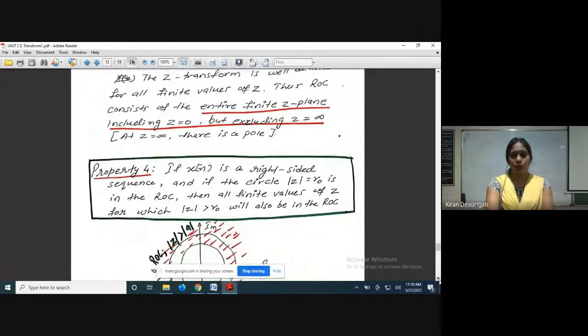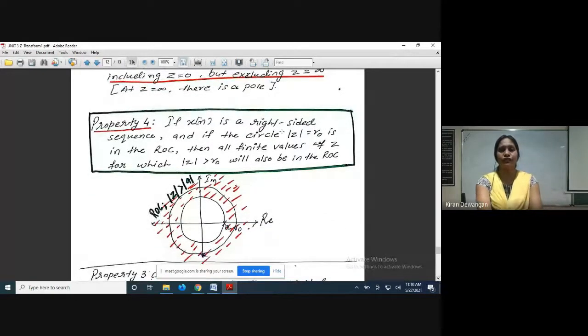Now the fourth property. The fourth property states that if x of n is a right-sided sequence, and if the circle mod of z equals gamma naught is in the ROC, then all the finite values of z for which mod of z is greater than gamma naught will also be in the ROC. If it is a right-sided sequence, it is definitely of infinite duration. We are talking about infinite duration right now.